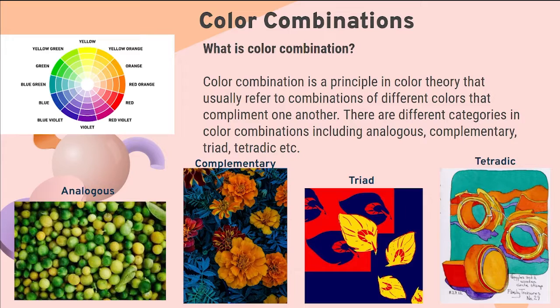In the third photo, triad, three colors mix together making a triangle, hence the name triad. And the fourth photo is tetradic. Tetra means four, so it creates almost a rectangle looking color combination. Can you figure out how to do it on the color wheel?